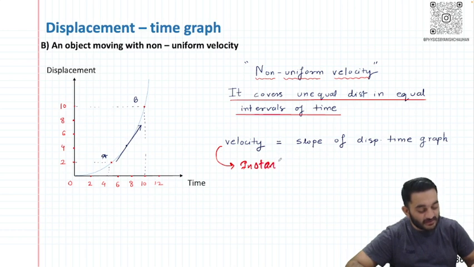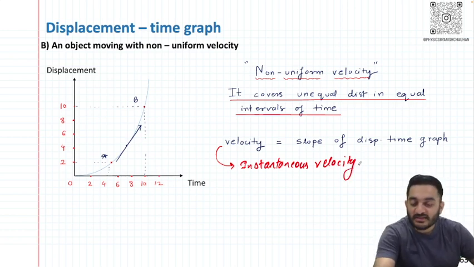instantaneous velocity. Instantaneous velocity simply means the velocity at that particular moment, that is the reason it is going to be called instantaneous velocity. For such graphs, if you have a tangent and if you calculate the slope, it is going to be the instantaneous velocity at that particular point.